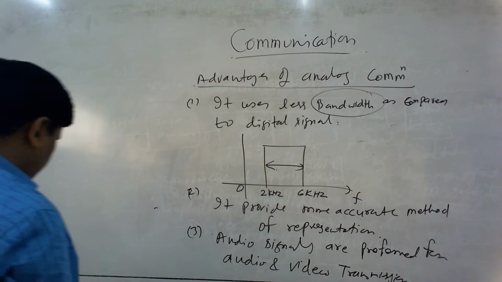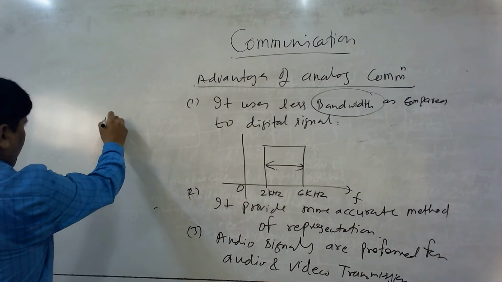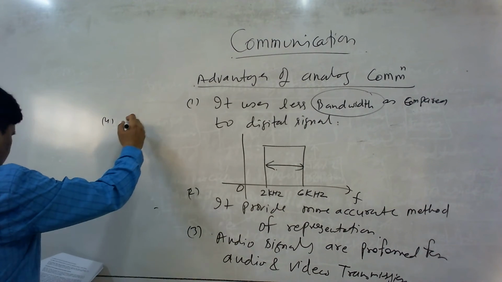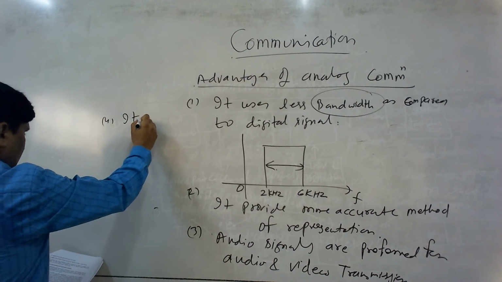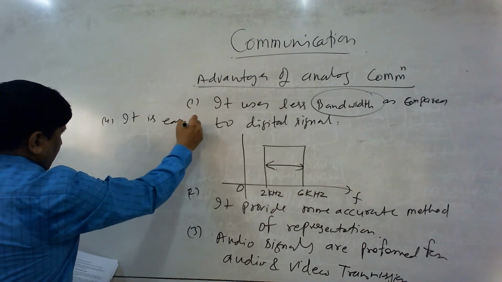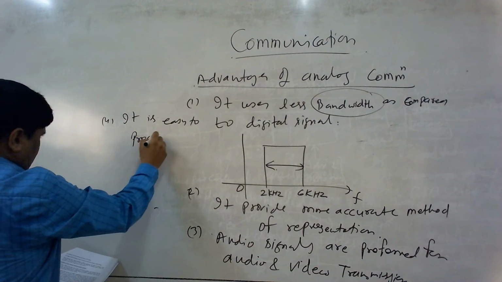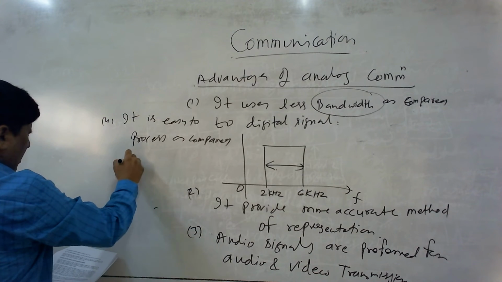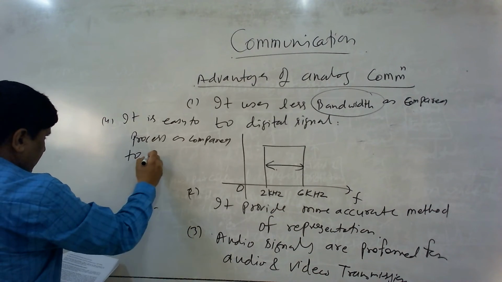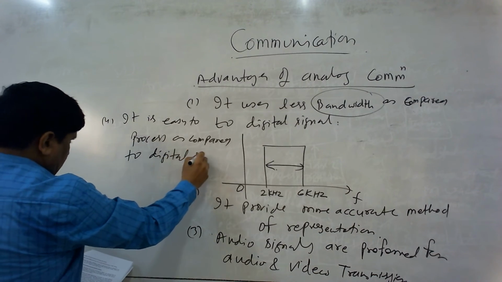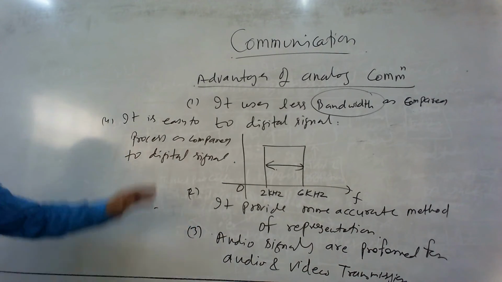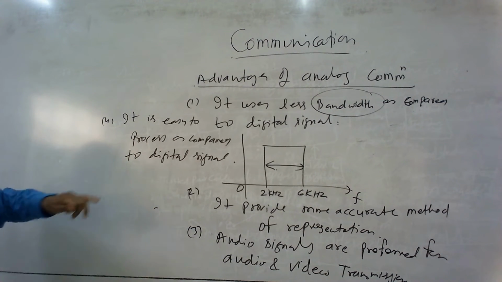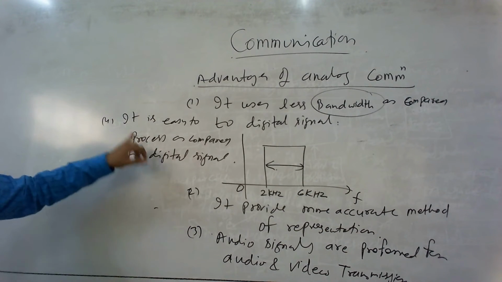Next, point number 4. It is easy to process as compared to the digital signal. Analog signals are easy to process as compared to the digital signals. This is the fourth advantage.